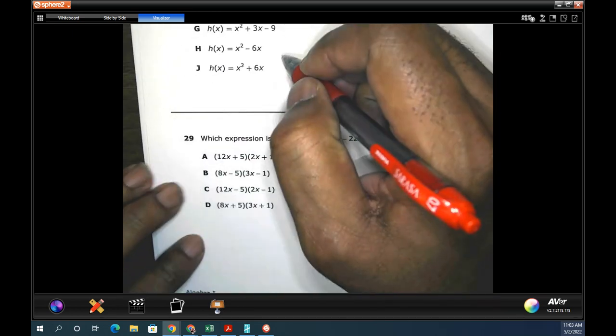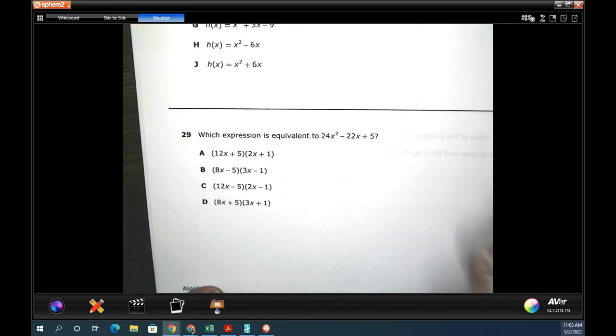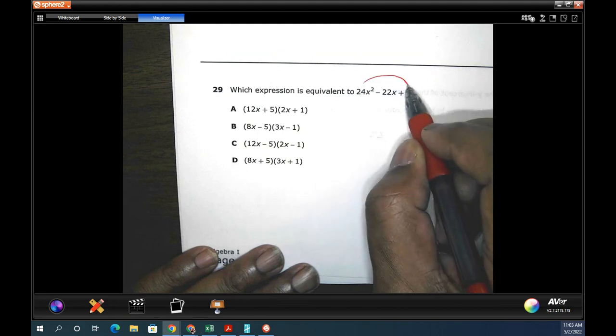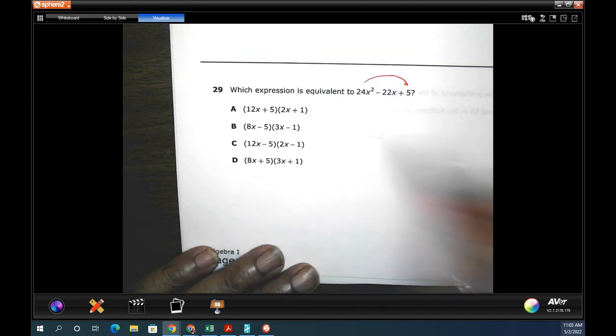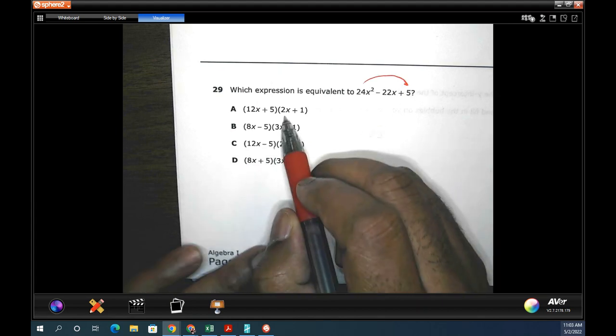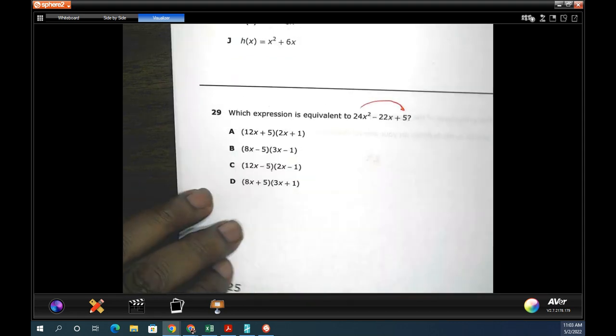Here's the thing on this one. Put all of these into your calculator and graph them, and you will find the answer. 29. If you don't want to do that, where you multiply them, you can double distribute here. Double distribute them all. Or put them in the calculator and graph them and find the one that matches. Put it into your calculator. Just keep hitting tab. And then once you find the one that matches, you're good to go.